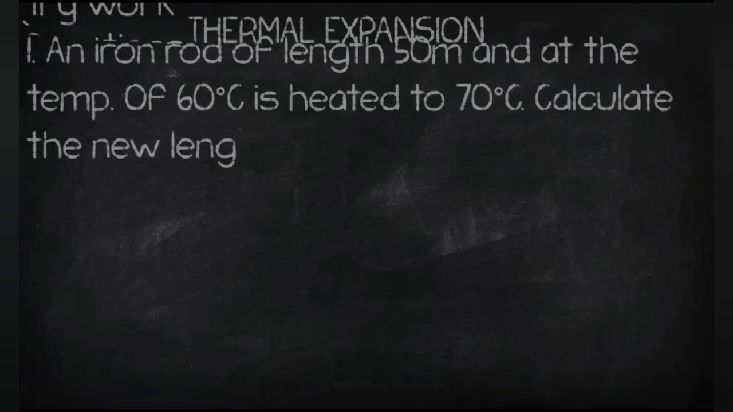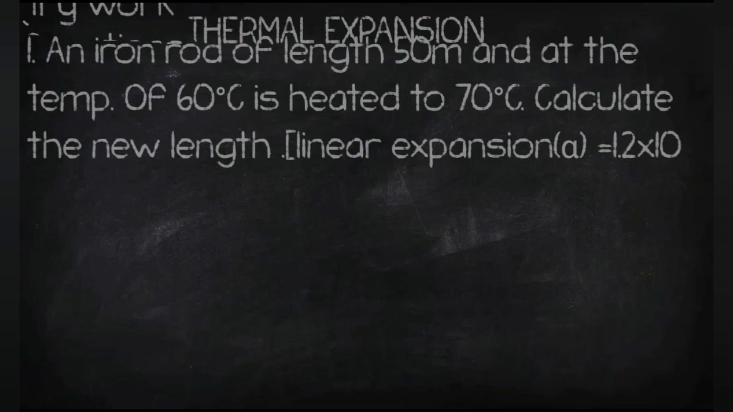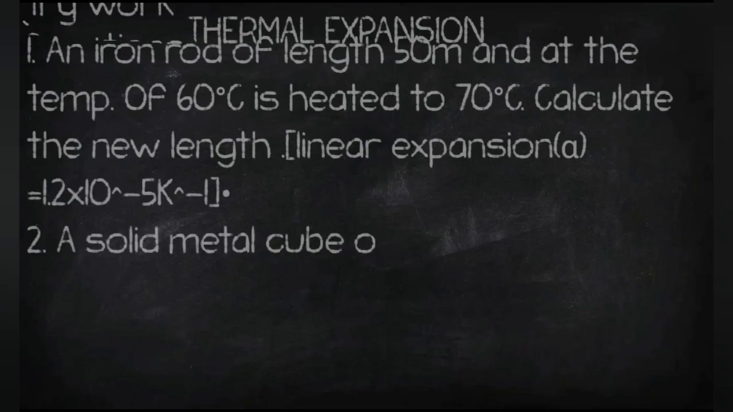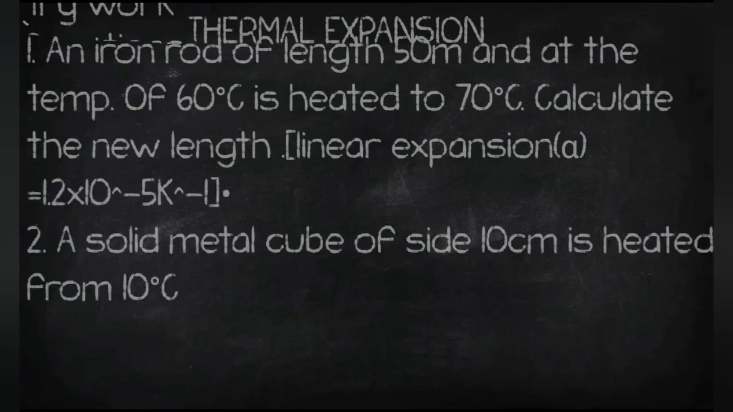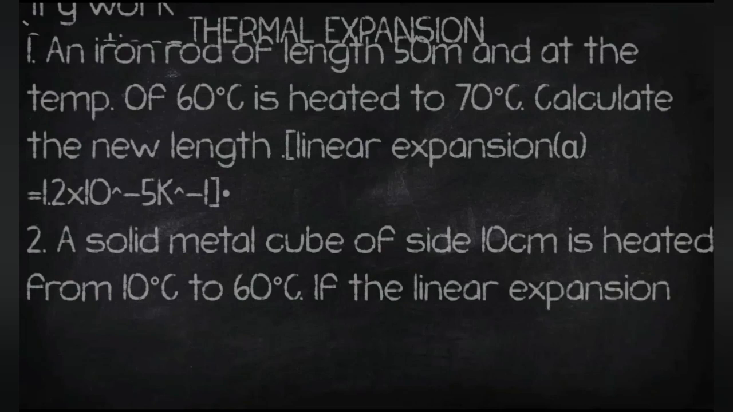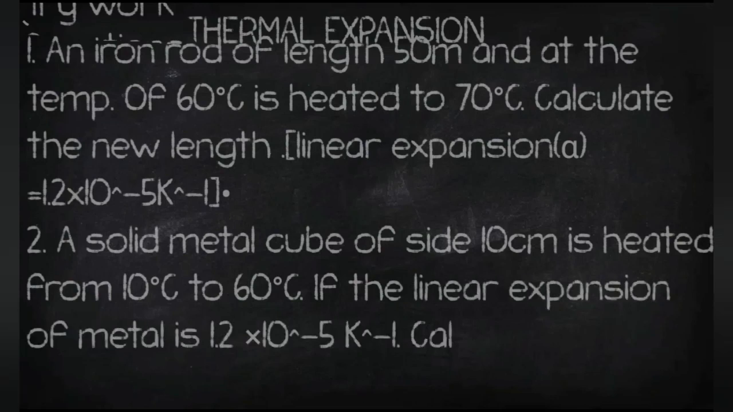So try your hands on this. An iron rod of length 5 meters at a temperature of 60 degrees Celsius is heated to 70 degrees. Calculate the new length.